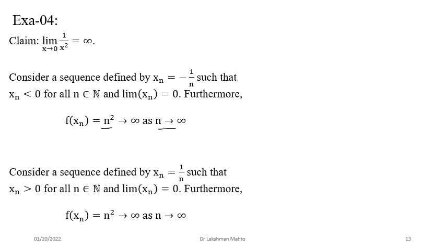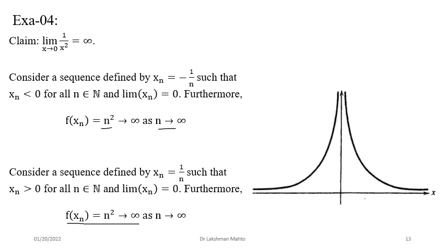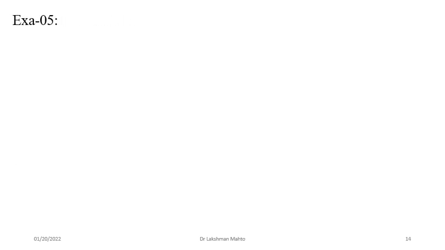Likewise, if you take any sequence from the right hand side of 0, then again we get a functional sequence which is also converging to infinity. So we can say that the limit of this function at 0 is infinity from both sides. And if you are willing to see, the plot of 1 by x square is like this. Okay. Just one more example, after that we will wind up today's lecture.